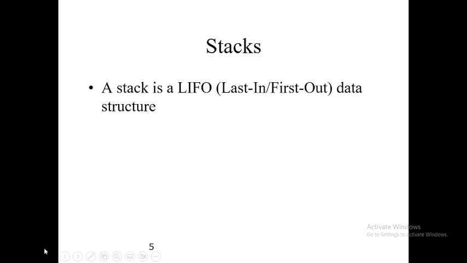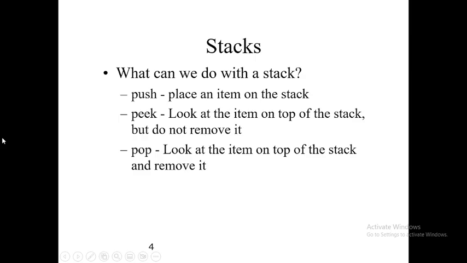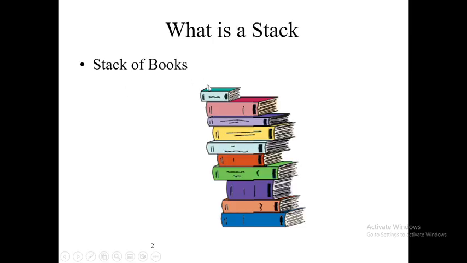In a stack, whatever item you insert last, you are going to remove first. The best example is this book example. This is the last item you inserted in the stack. If you want to remove these books, first you need to remove this book. Whatever item you inserted last, you need to remove first. Last in, first out. That's why we call the stack a LIFO data structure.